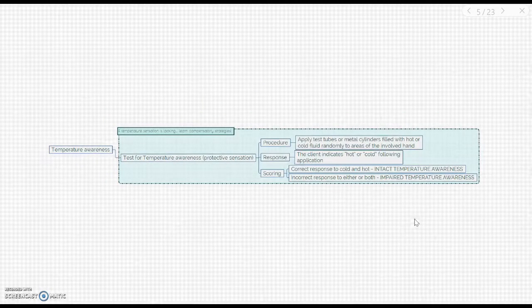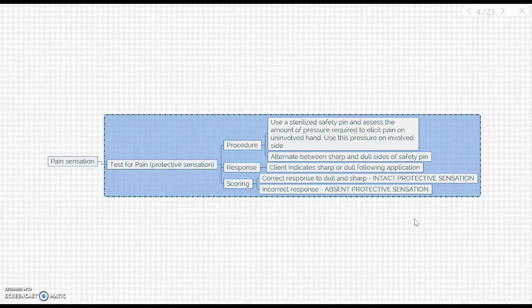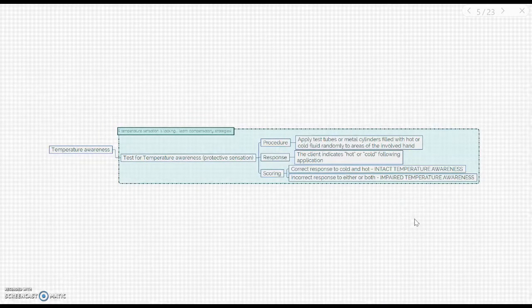Pain sensation and temperature awareness are both protective sensations. So with pain, use a sterilized safety pin and vary the amount of pressure to elicit a pain response. First you do this on the uninvolved side, then on the involved side, so you have a baseline for comparison. Correct response is intact protective sensation, incorrect is absent.